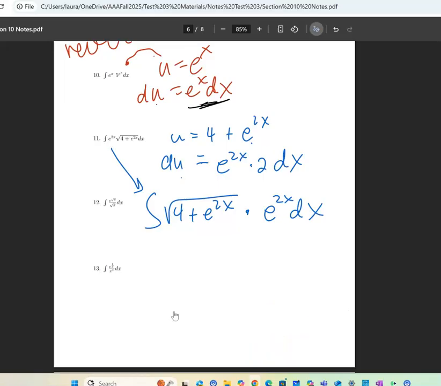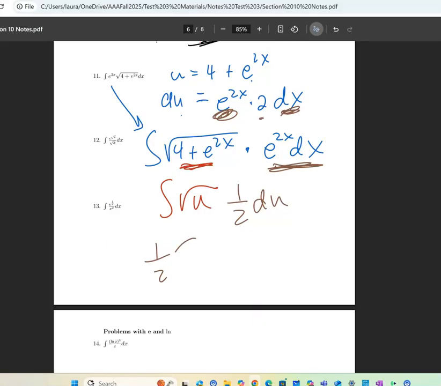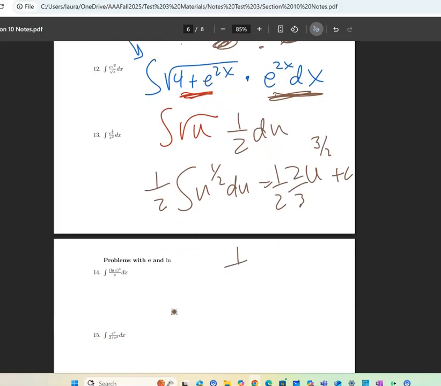Then I'm looking at what I can plug in. So I can put the u in here. So I get root u. And then I'm looking at this. Oh, wait a second. I see this and this here, but not the 2. So you know the drill. 1/2 du. So pull the 1/2 outside, rewrite this as u to the positive 1/2 du, carry the 1/2, u to the 3/2 times 2/3. Then I can cancel the 2's, put the x's back in, so I have 4 plus e to the 2x.